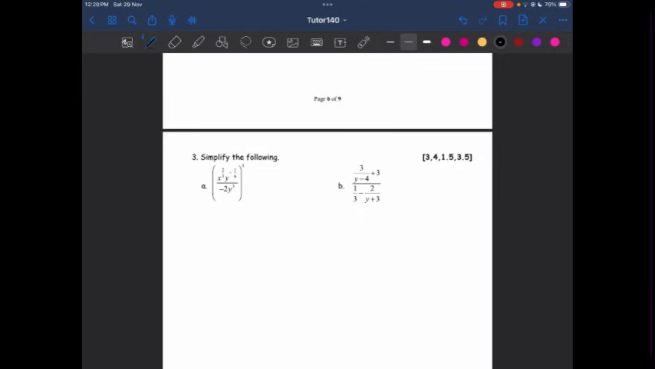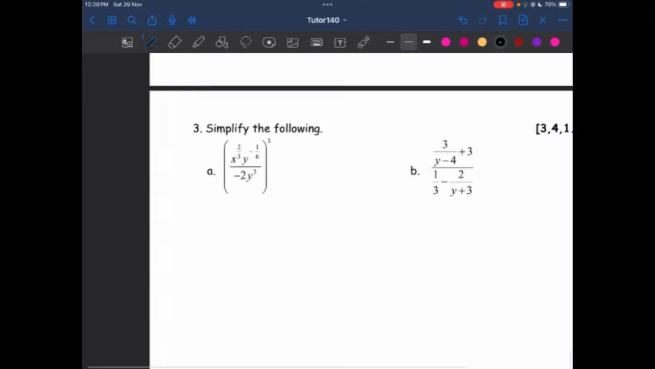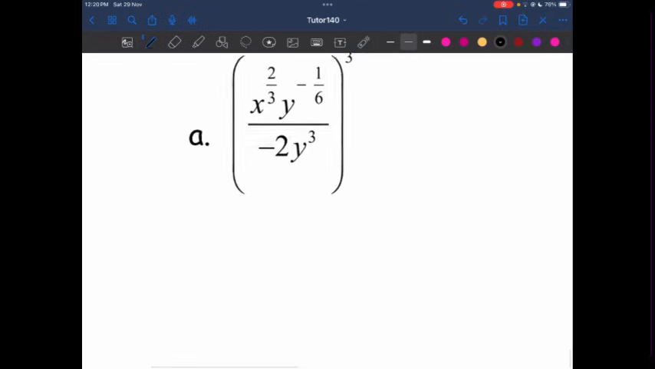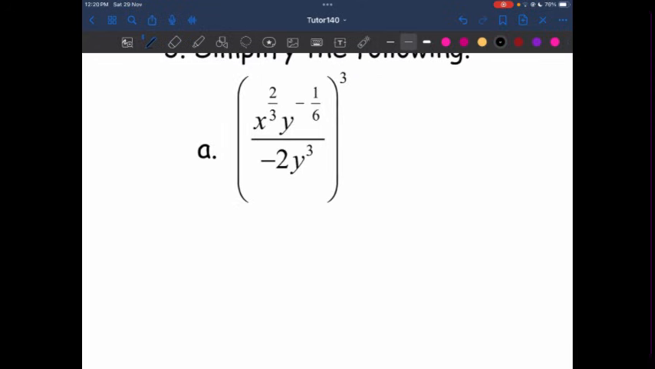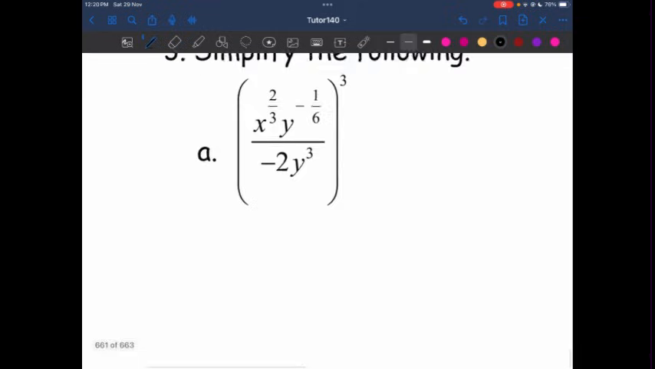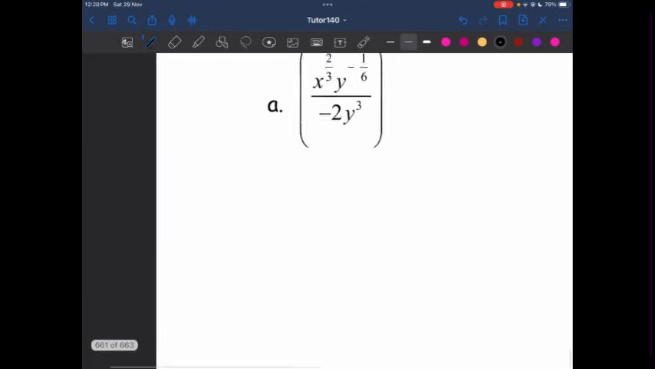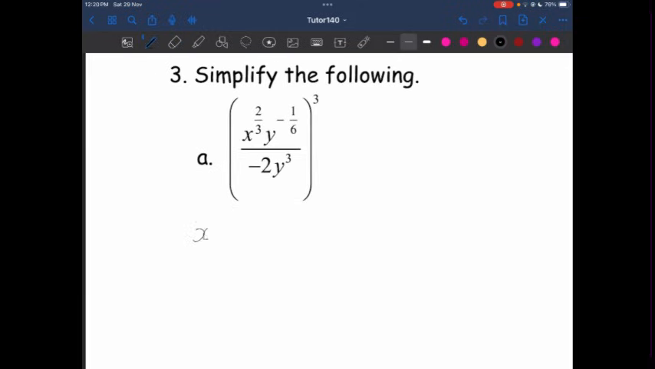Simplify the following. Law of exponents again. The power rule, all I'm doing is multiplying the 3 by these terms. So that'll be x to the power of 6 over 3, because 2 times 3 is 6, y to the power of negative 3 over 6, over 2 to the power of 3, y to the power of 9.